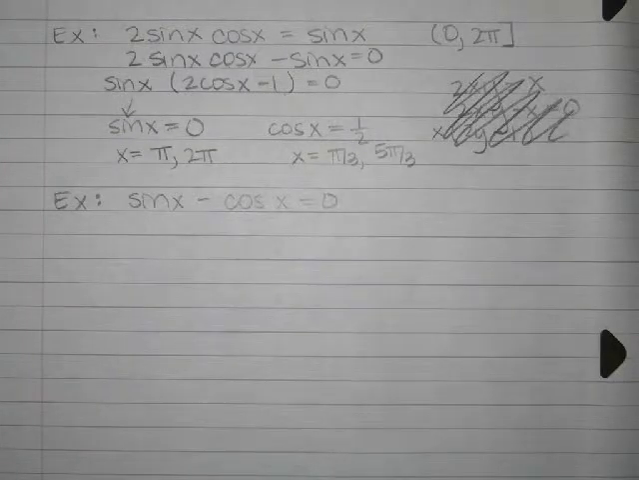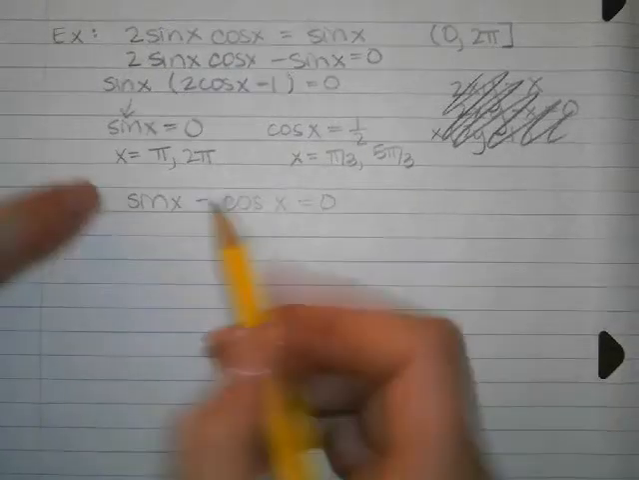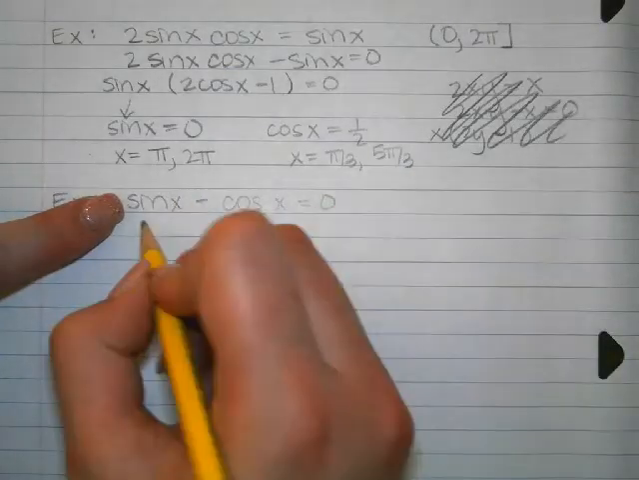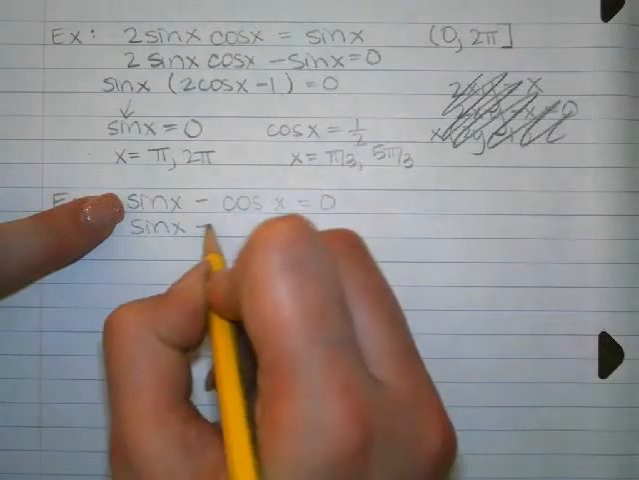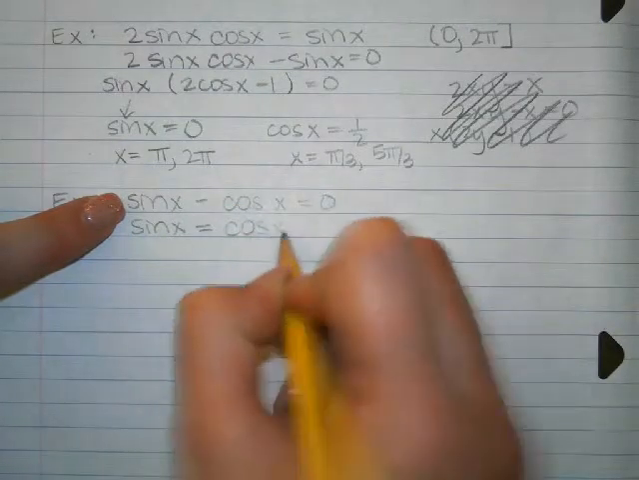This is kind of like saying x minus y equals 0. There's no GCF. It's not difference of squares. You cannot factor this, okay? So what I'm going to do is add the cos to the other side. Sine x equals cos x.